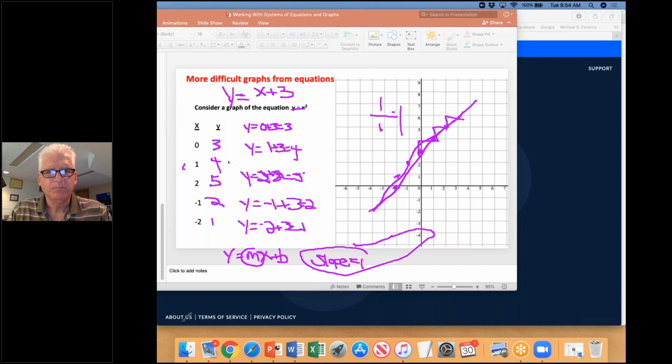Could you show me how you found 1 for the slope? So if you look at the equation, y equals x plus 3, and from this formula, y equals mx plus b, if there's no number here like 2, 3, 4, 5, it just simply means the number is 1. 1x. You can also determine slope from the line itself.